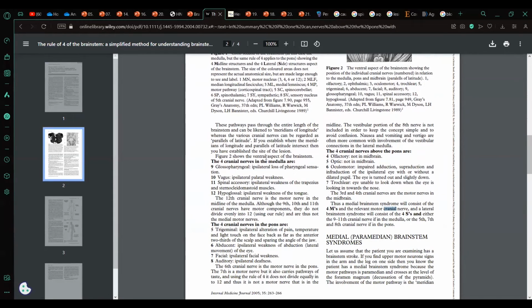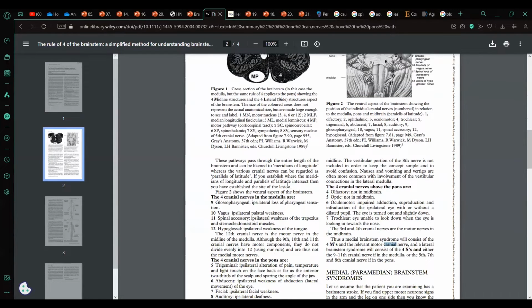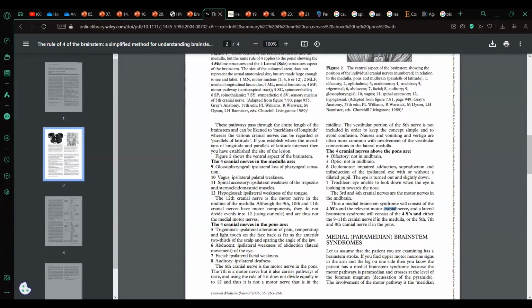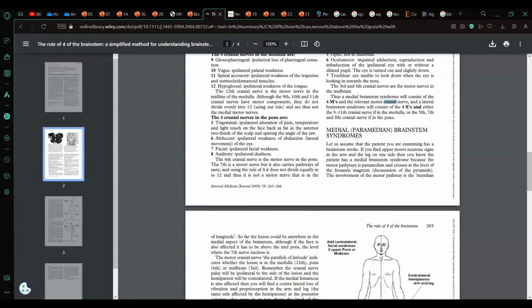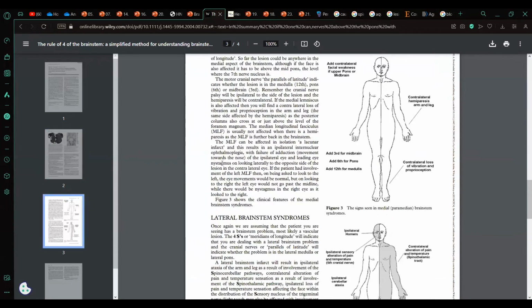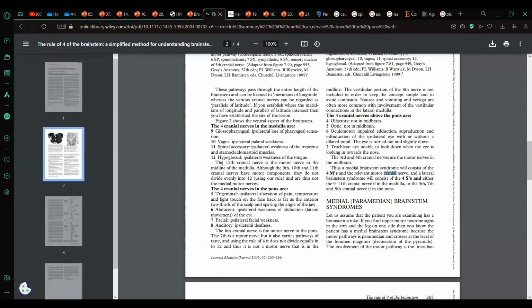And so the 4 cranial nerves in the medulla are 9, 10, 11, 12. And so in order, 1 and 2 are inside the cerebrum, 3 and 4 are inside the midbrain, and then the pons has the next 4, so 5, 6, 7, 8 are all in the pons. The medulla is 9, 10, 11, 12. Okay? And then this paper also talks a bit about syndromes, but I'm not really going to go into too much detail. If we need to, we can do that a little bit later. But for now, let's go back.